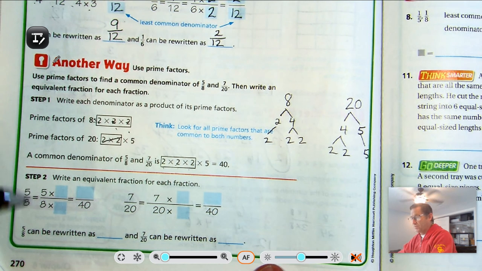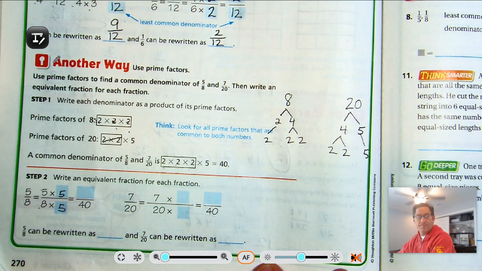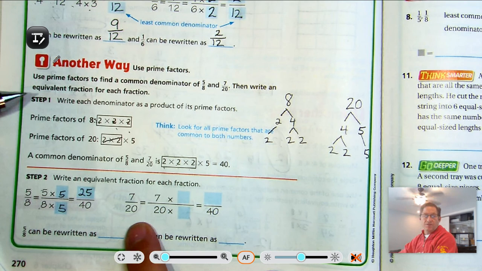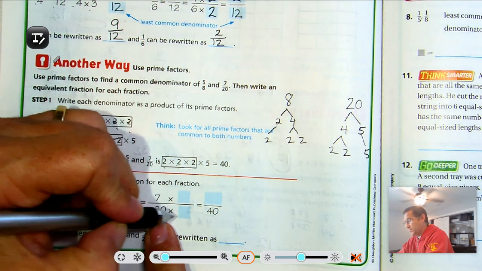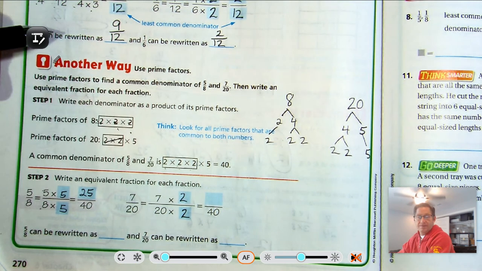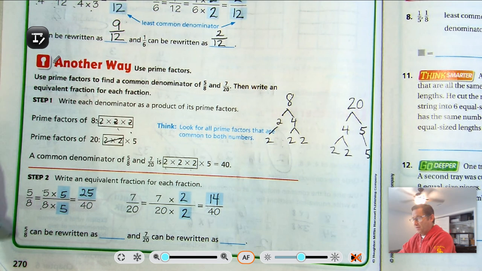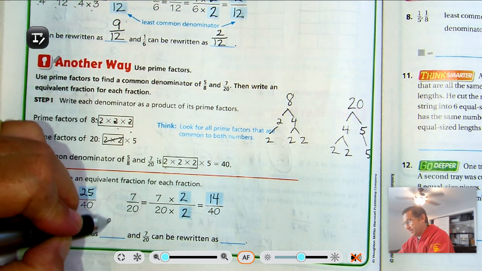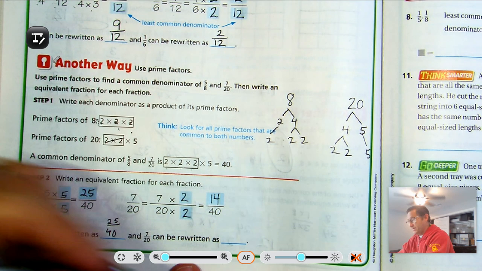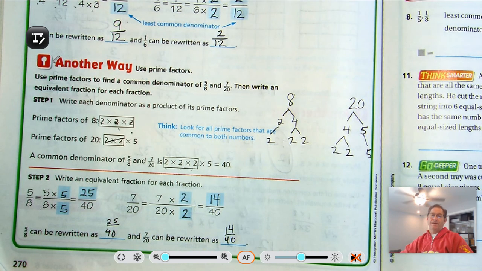All right, so what do we have to multiply 5/8 by to get 40? 5, right? And 5 times 5 is 25. And how do we turn 7/20ths into 40ths? We multiply the 20ths by 2 and multiply the 7 by 2. And we get 14/40ths. So 5/8 can be rewritten as 25/40ths, and 7/20ths can be rewritten as 14/40ths. Okay.